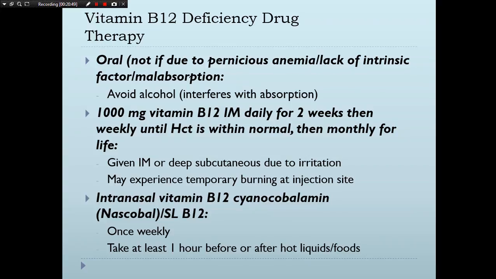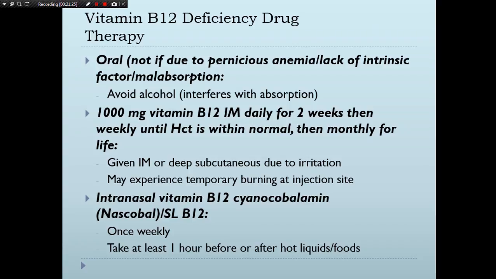If we have to move to drug therapy, we might use oral. Now, if a patient has pernicious anemia or they lack intrinsic factor, for example, if they've had their stomach removed, we don't have parietal cells, we don't have acid content in the stomach, and we don't have intrinsic factor. So it's not going to be of use to give somebody an oral medication for vitamin B12. We need to make sure that if they can take it orally, they avoid taking alcohol with it because it interferes with the absorption.